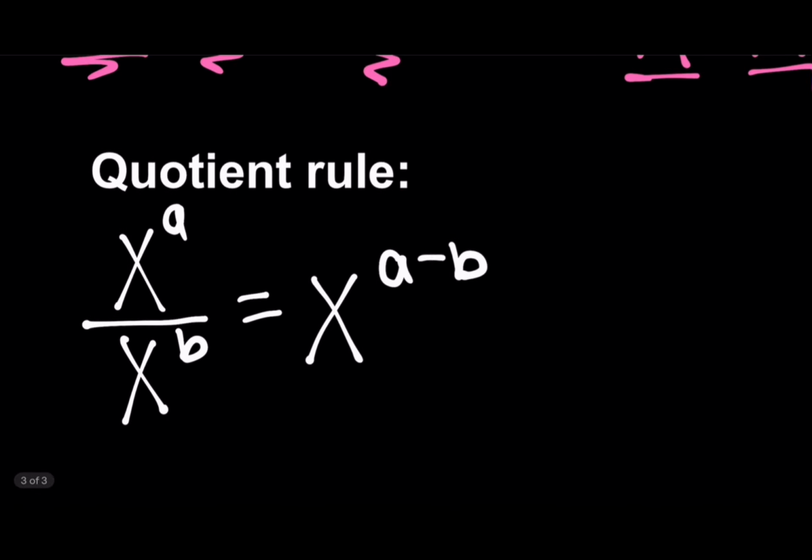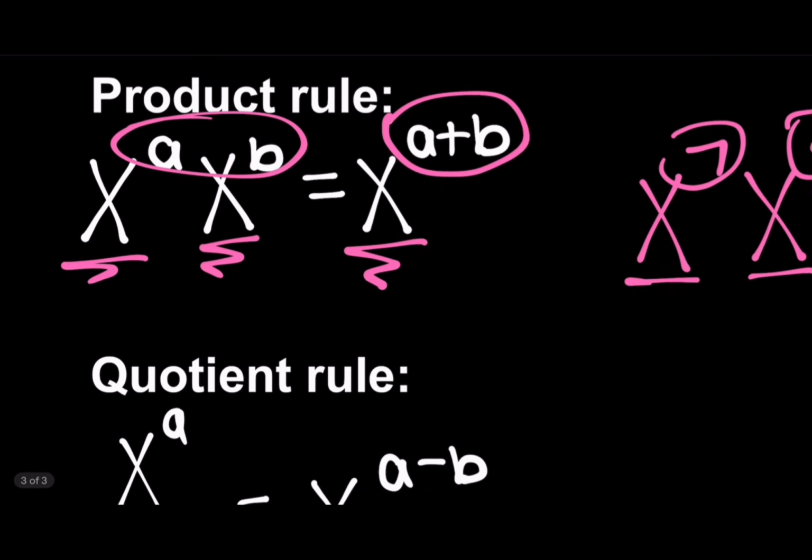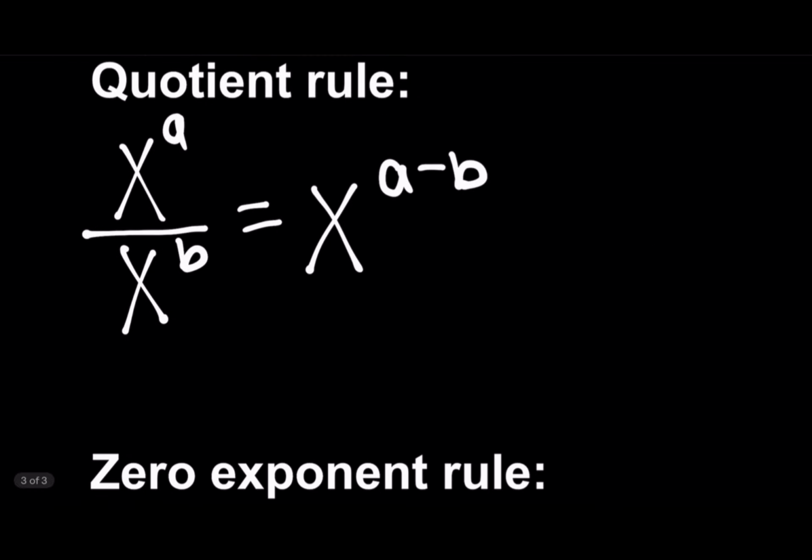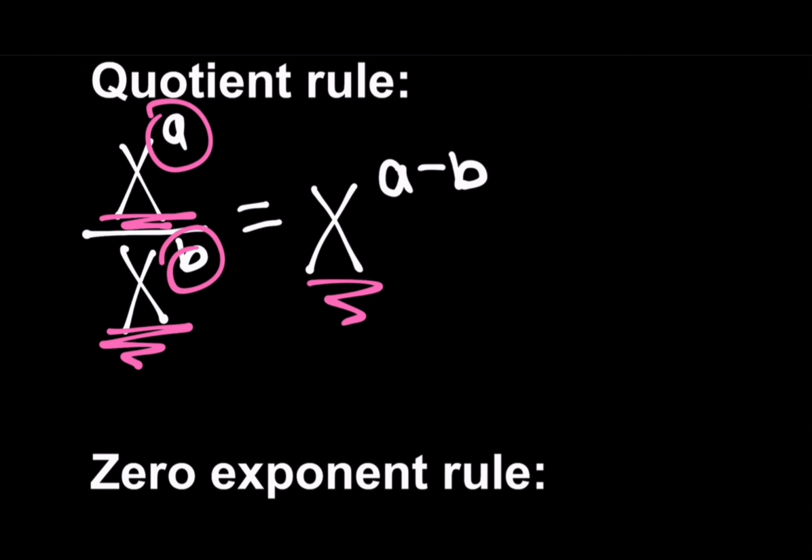Okay? So the quotient rule. It's pretty similar to the product rule, but it's kind of the opposite. To divide when two bases are the same, you write the base and you subtract the exponents. Since these bases are the same, you subtract these exponents. You keep the base and you subtract the exponents.